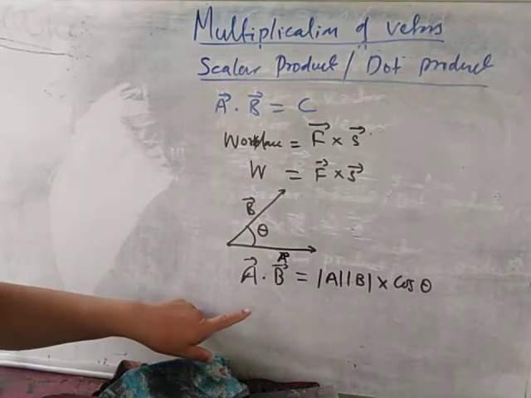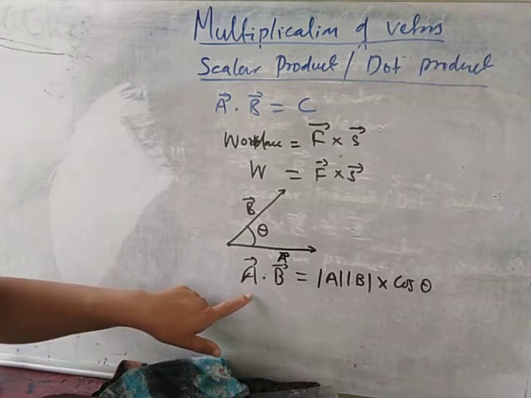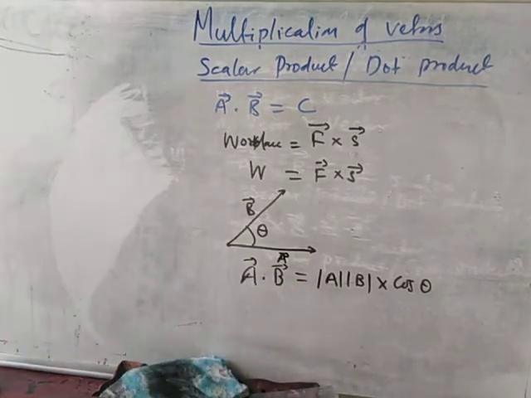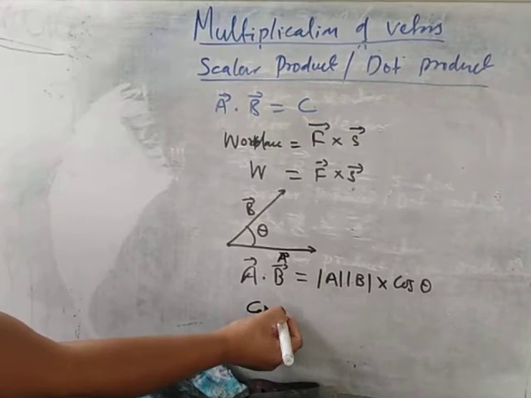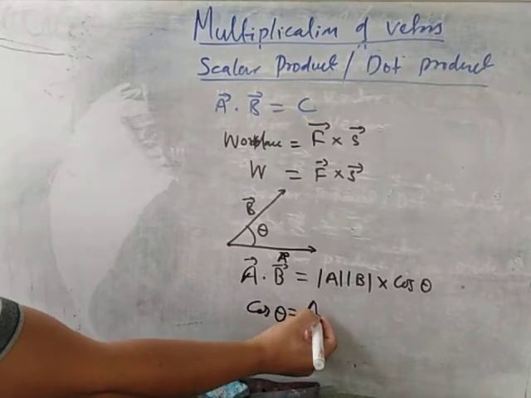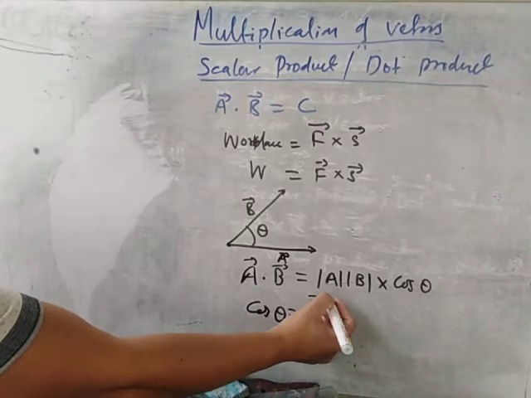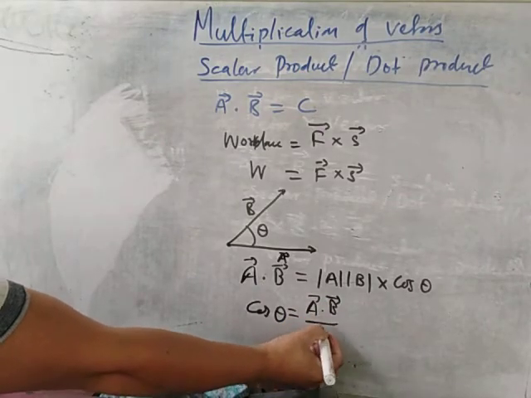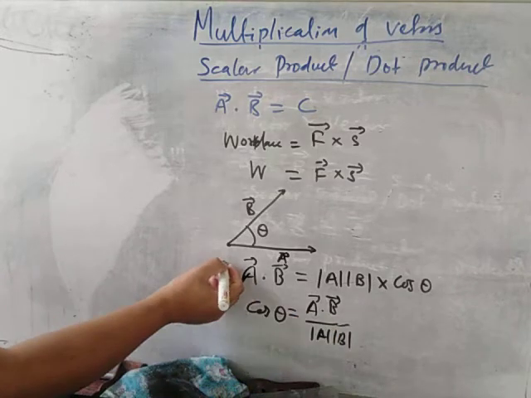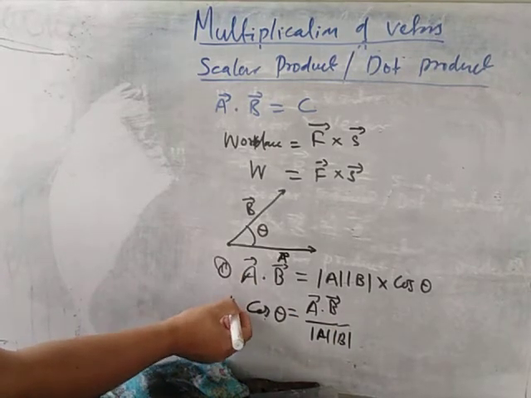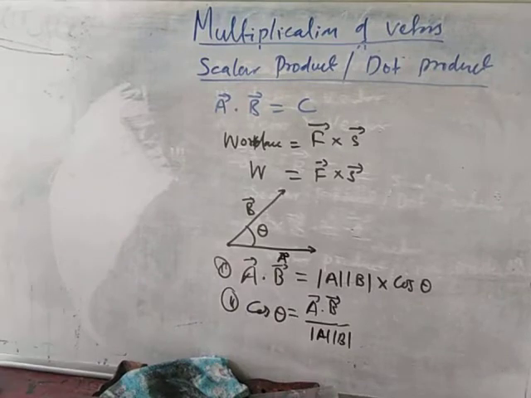So from here you will get cos theta also, that is your angle, isn't it? So cos theta equals to how much? Vector A dot vector B by mode of A mode of B. These are the formulae for scalar product. Okay, clear?